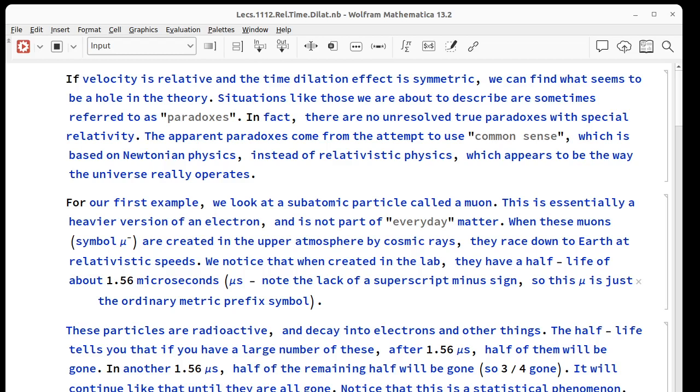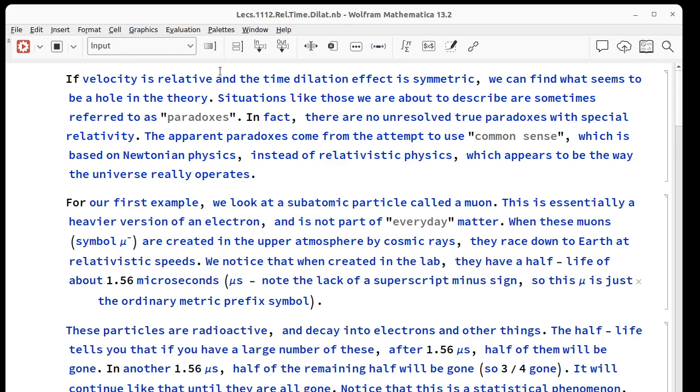Okay, so last time we saw that people who are moving relative to each other don't agree on simultaneity, they don't agree on the flow of time even. So we're going to see if this time dilation effect is symmetric, so you think the train station clock is slow and the train station people think your clock is slow.